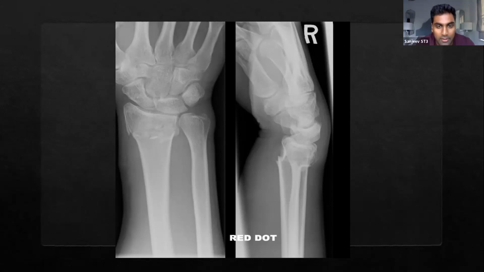Perfect. Very, very good answer. And I think that would have definitely got you a pass on the OSCE. So well done, Ellie. This is absolutely right. This is a Colles fracture. And I think what really stood out, Ellie, was the fact that it was clear that you used a systematic approach.